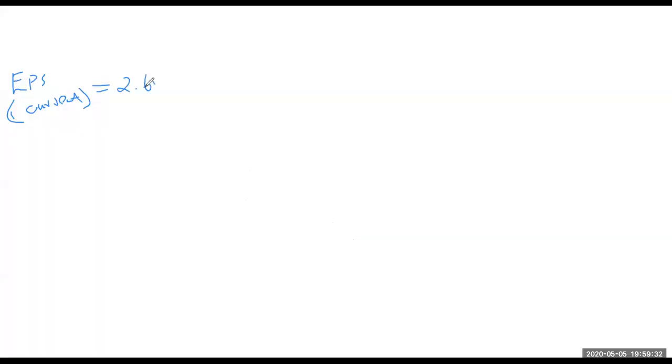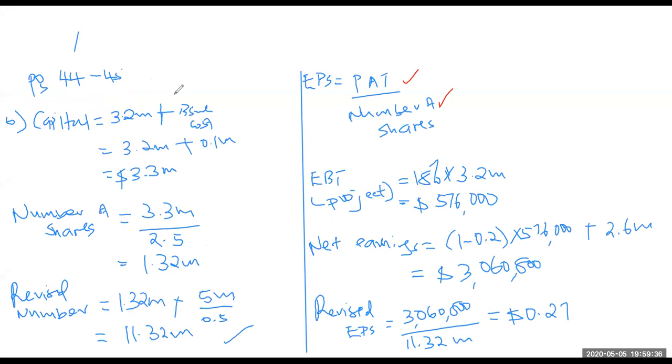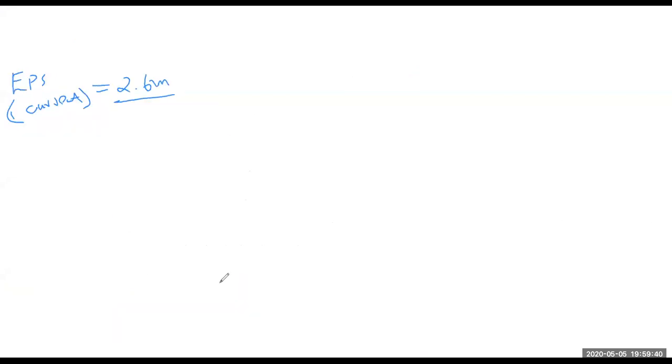2.6 million, we divide by the number of shares, which we have already calculated here, to give us 10 million. So we divide by 10 million to give us 0.26 per share. And now we can make a comment.